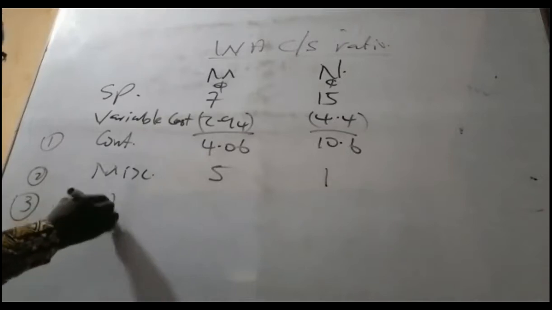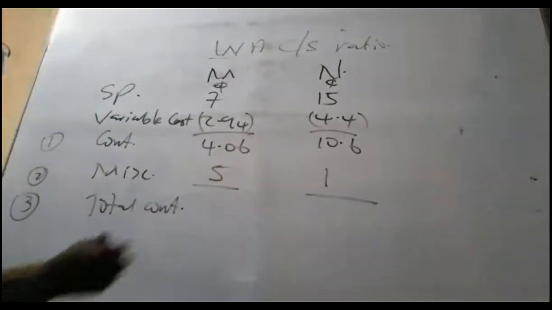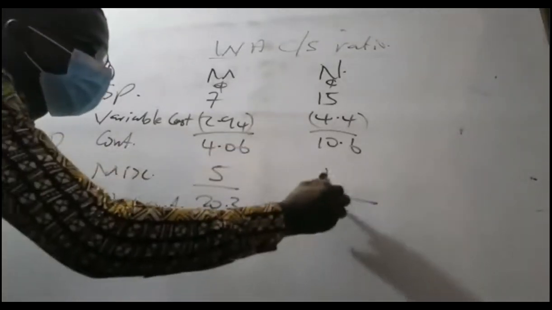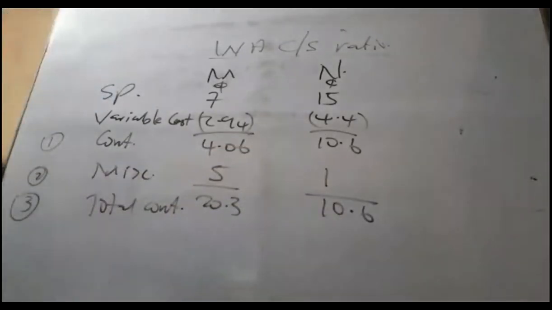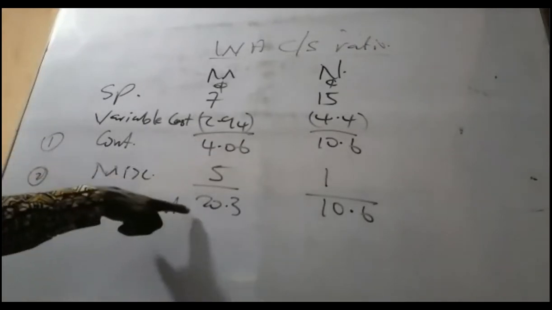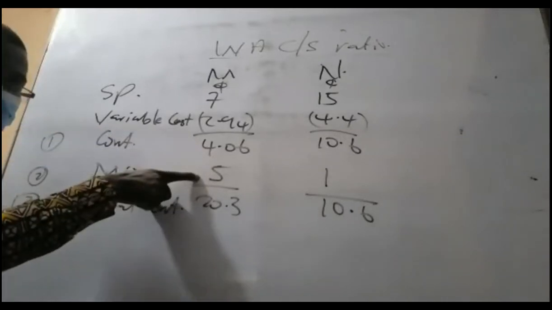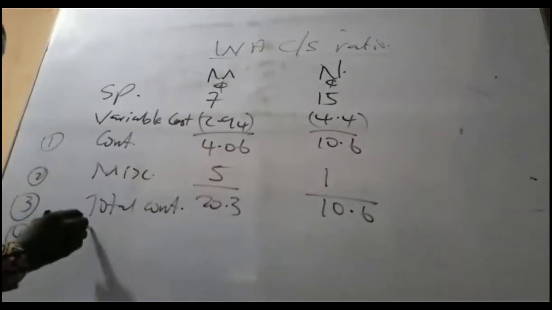So total contribution, you multiply, as usual. You get something like 20.3. You multiply that, 10.6. Then step 4. What is step 4? Step 4 says total revenue. Who can find the total revenue? If total contribution is the contribution per unit multiplied by the mix, then total revenue will be what?